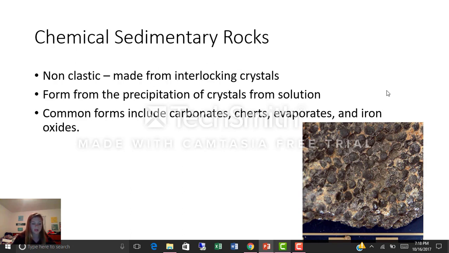of interlocking crystals. Evaporites are a family of chemical sedimentary rocks that form by the precipitation of salts left behind by the evaporation of seawater. Evaporite deposits of salt and gypsum are examples of chemical sedimentary rocks, and they are entirely inorganic.